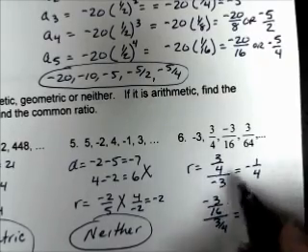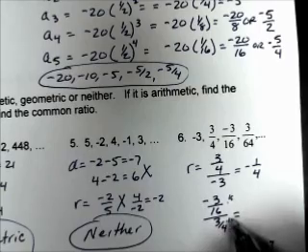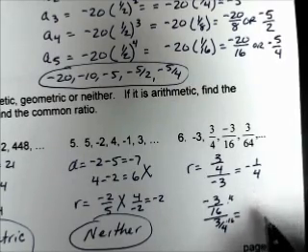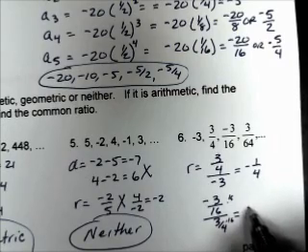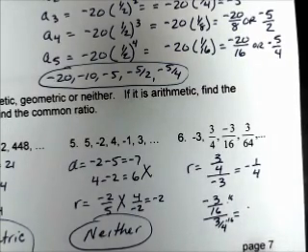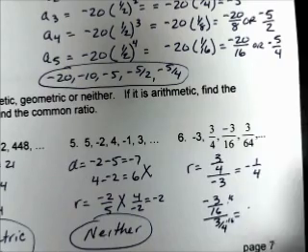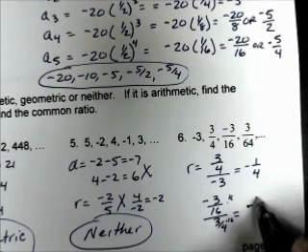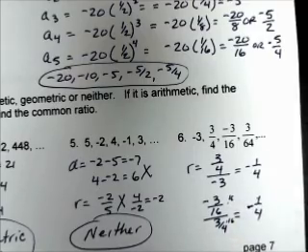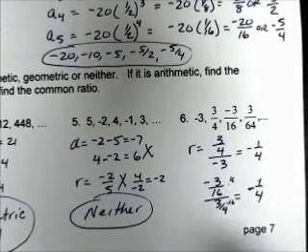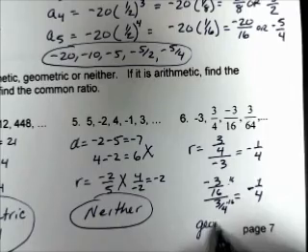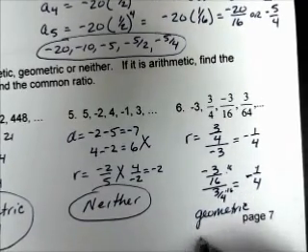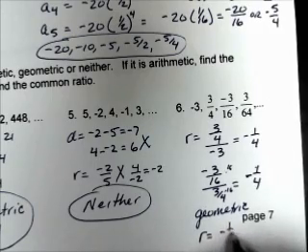If I multiply by 16 here, that is going to result in negative 1/4. There is a common ratio here. So this is geometric with a common ratio r value of -1/4.